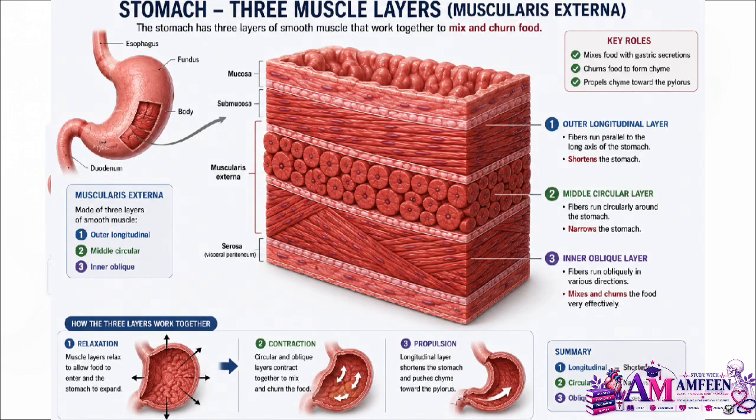Next is the muscular layer. The stomach is pretty special because its muscularis has 3 layers of smooth muscle. The outer layer is longitudinal, the middle layer is circular, and the inner layer is oblique. These 3 layers work perfectly together to contract and mix the food. Below the muscular layer is the submucosa. It contains connective tissue, blood vessels, lymphatic vessels, and nerves. And the innermost layer is the mucosa. This is where we find the gastric pits and gastric glands, which produce important gastric secretions.